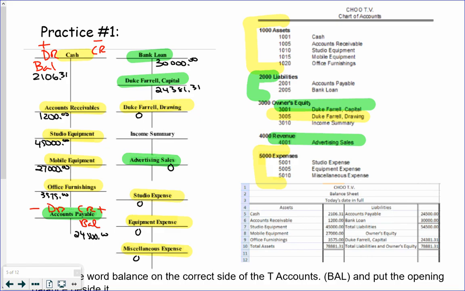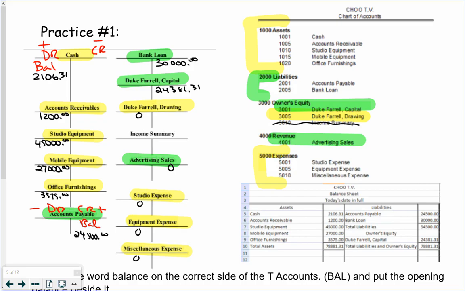Are we still happy? So like I said, don't worry about income summary for now. Just ignore it. Lastly, accounts receivable are people that owe you money. Accounts payable are people that you owe money to, right? This is money coming in. This is money going out, right? Assets is in, liabilities is out. Revenue is in, expenses is out.